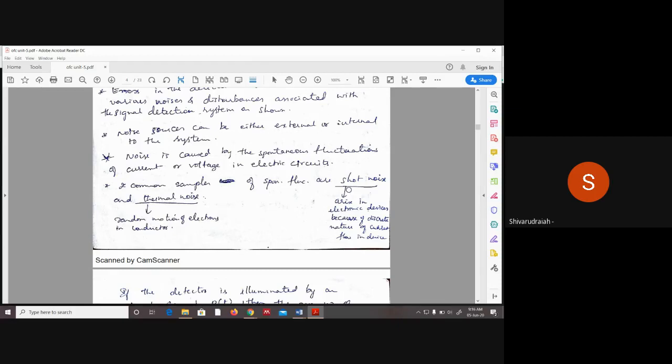And one more type of noise due to spontaneous fluctuation is shot noise. Shot noise arises in electronic devices because of the discrete nature of the current flow in the device. Okay, so since the current flow is not continuous and instead is discrete inside these electronic devices, they introduce a noise called shot noise. Okay, so shot noise together with the thermal noise will contribute to the spontaneous fluctuation in your information signal.